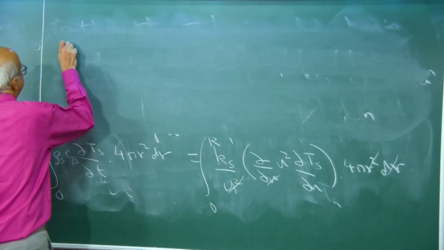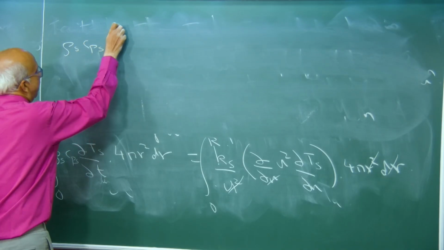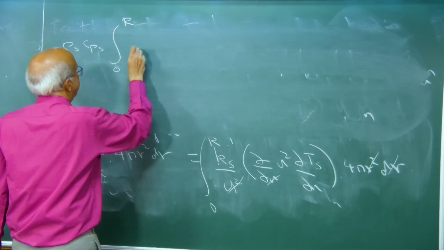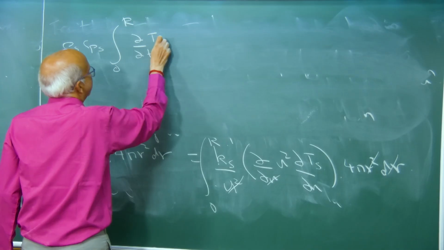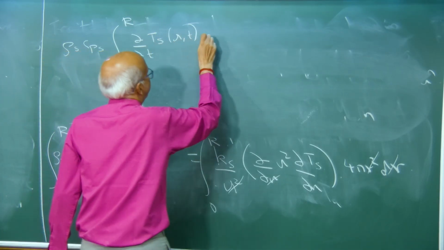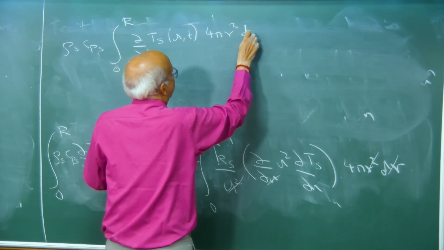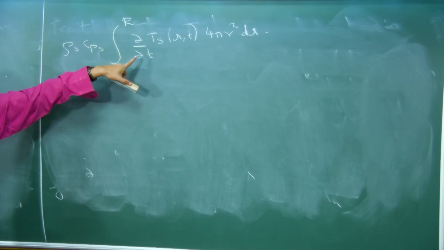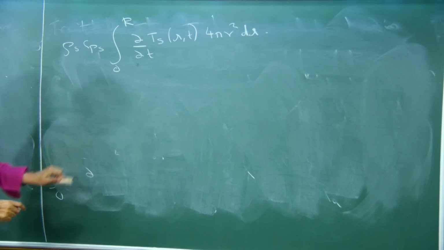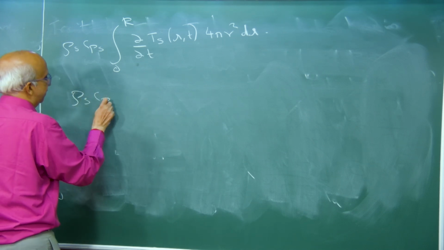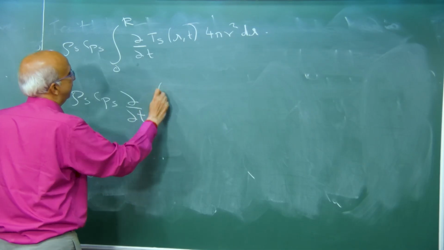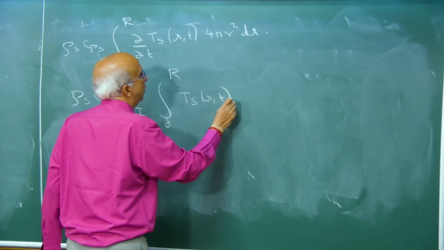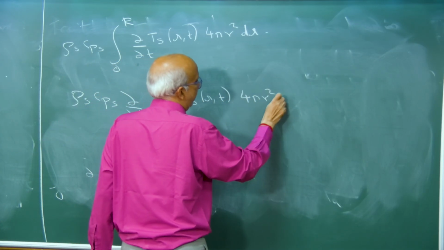So, the left hand side is rho s Cps integral 0 to R, what is it? d by dt of Ts of R comma t times 4 pi R squared dr. Okay. And because I am integrating in the radial direction, derivative with respect to the time, I can interchange the order of integration and differentiation. I can go 0 to R Ts of R comma t times 4 pi R squared dr.